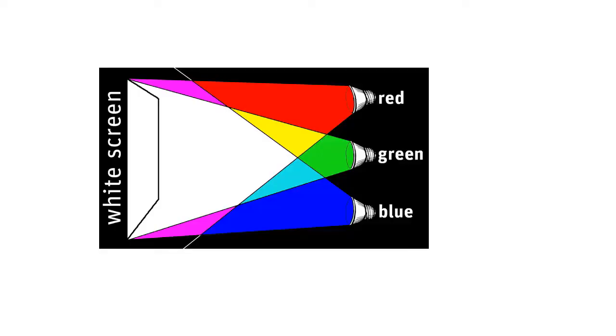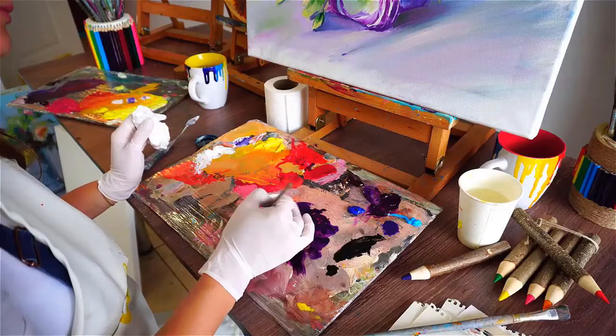Additive mixing comes into action when we are dealing with light sources. When red, green, and blue colored lights are put together, we can recreate most of the colors in the visible spectrum, and that is the working principle of your television screen.